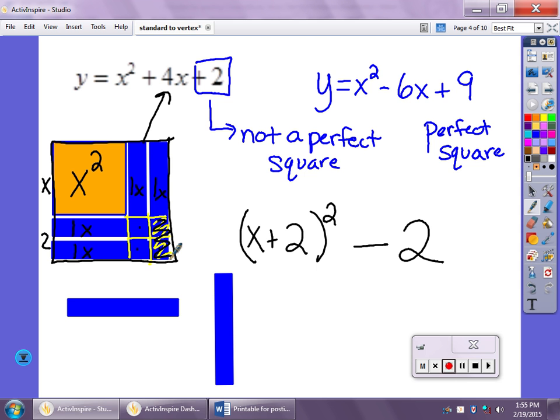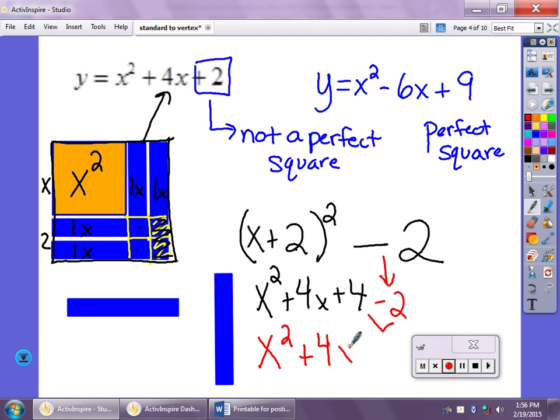Let's double check and make sure that this works. Using the shortcut method, and again, this only works because the lead coefficient is a 1 in front of my variable. So I have x squared plus 2 times 2 is 4x. I'm going to bring down the minus 2. I'm going to combine like terms. I get x squared plus 4x plus 2, which matches my original problem. So I did that correctly.